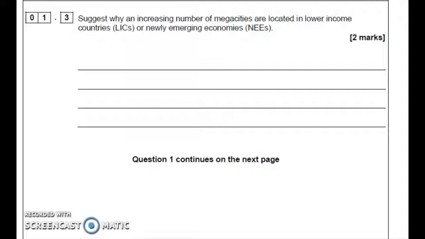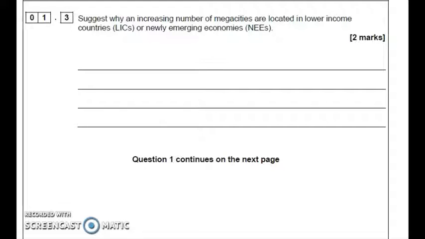Question 1.3 suggests why an increasing number of megacities are located in LICs or NEEs. So basically, why are there lots of huge cities in poorer countries? So basically, what is attracting people to them? A key term that would be great to use would be rural-urban migration. This is people moving from the countryside to the city. And why are they doing that?